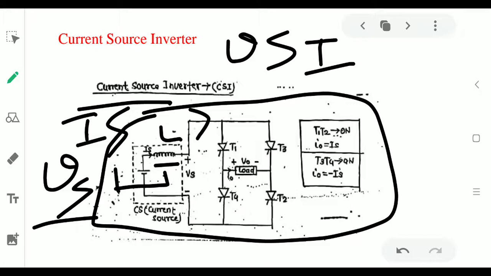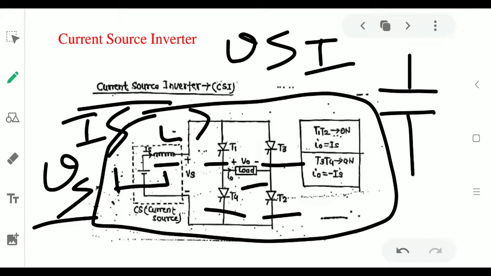Now you can see the circuit arrangement is much like that of a voltage source converter. There are 4 thyristors, T1, T2, T3, T4. Now there is a load, and in the load we have a capacitor. Apart from RL, we have a capacitor also in the load.